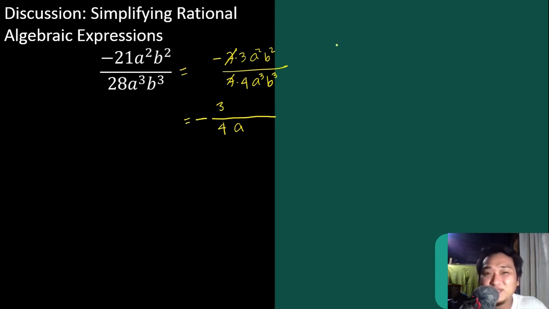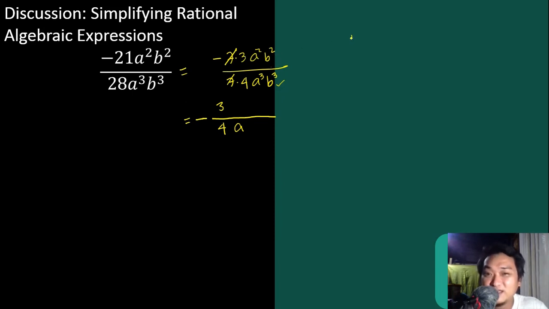Subukan naman natin kay b squared at saka kay b cube. Again, sino yung mas malaki? Si b squared o si b cube? Mas malaki si b cube. Therefore, pag sinubtract natin silang dalawa, yung exponent nila, kailangan isulat natin sa baba. Kailangan sundan niya yung mas malaki. So, b cube, 3 minus 2, kasi sinusubtract lang naman yan whenever we divide, diba?